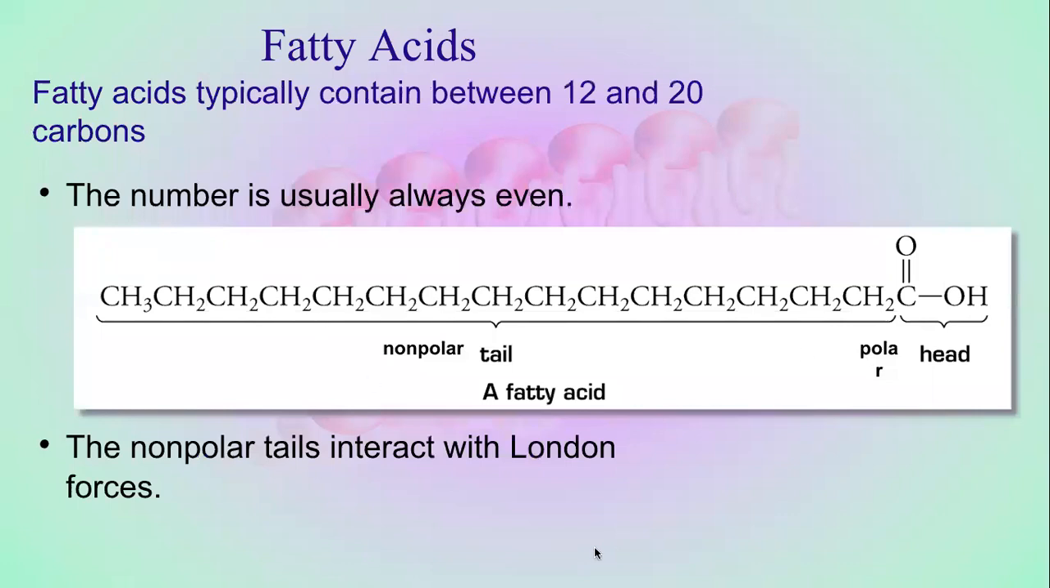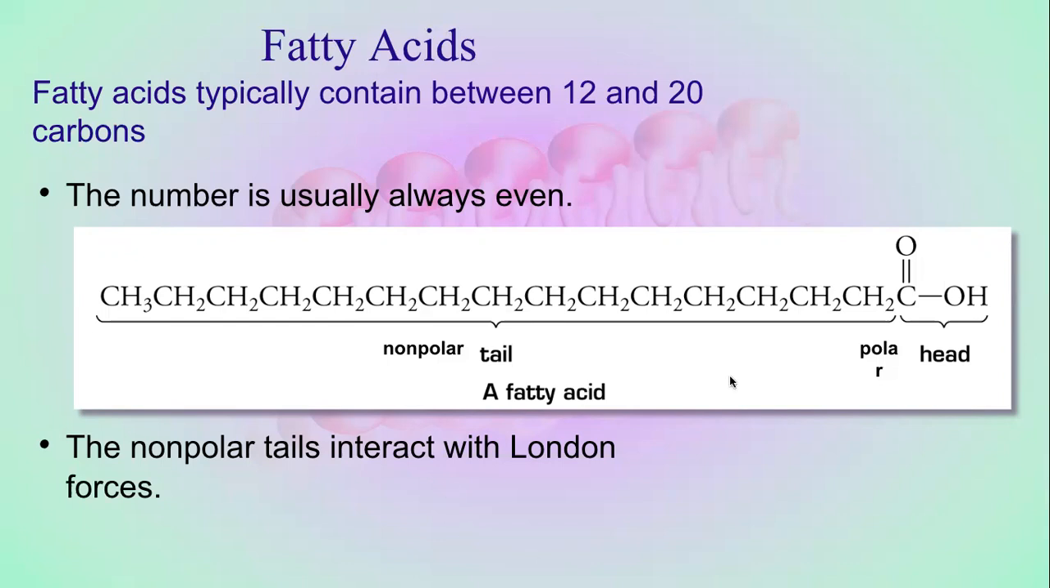This is what a typical fatty acid looks like. Fatty acids have between 12 and 20 carbons, and the number is usually always even. And when we talk about metabolism in our last lecture, you'll see why, and it's because of how it's synthesized and also how it's broken down, that they tend to be even numbers.